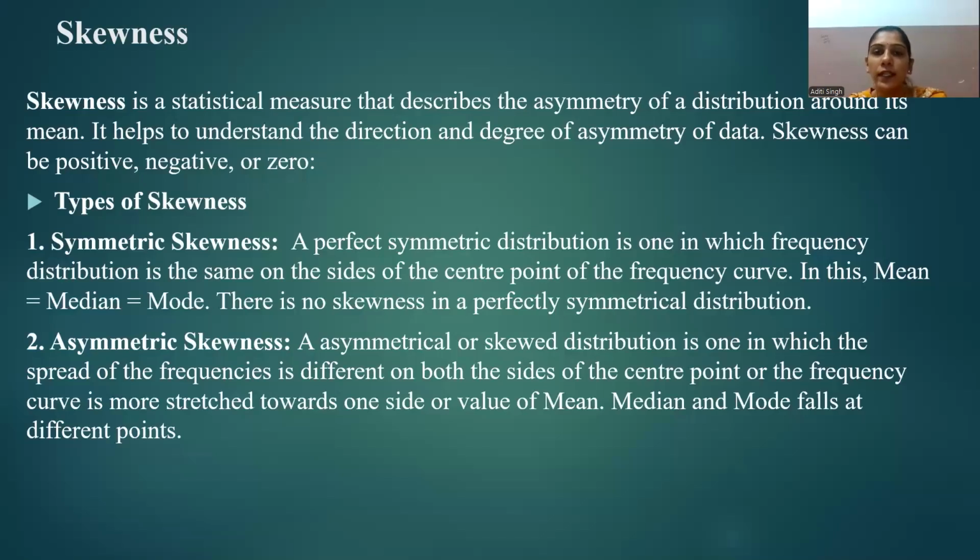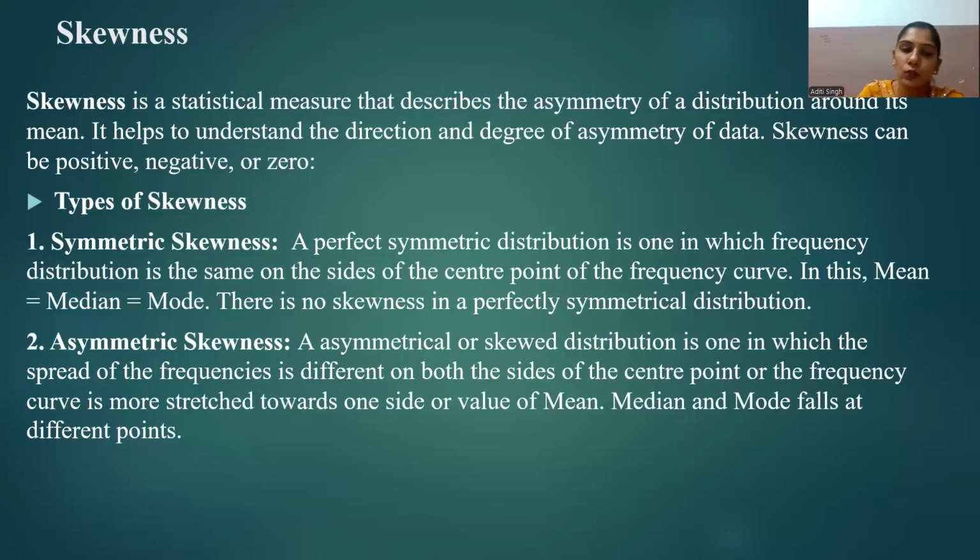You can say that a skewed distribution is one in which the spread of frequency is different on both sides of the central point, or you can say the frequency curve is more stretched toward one side, either the left side or the right side. Okay, so this is asymmetric skewness.